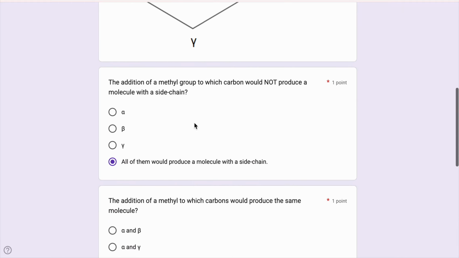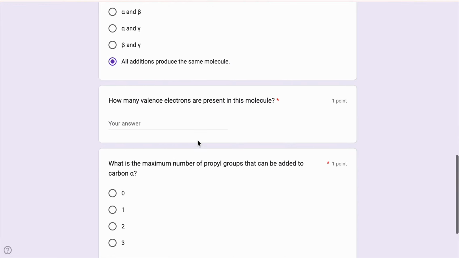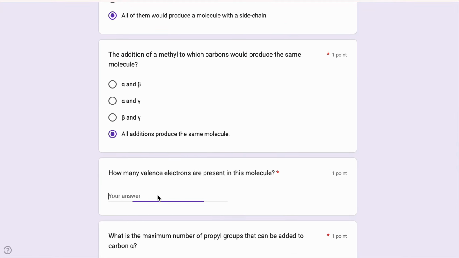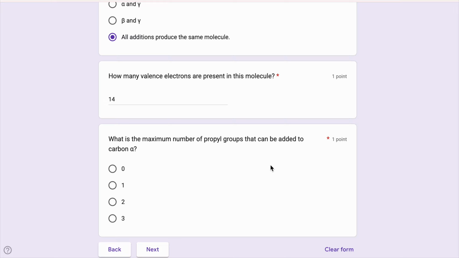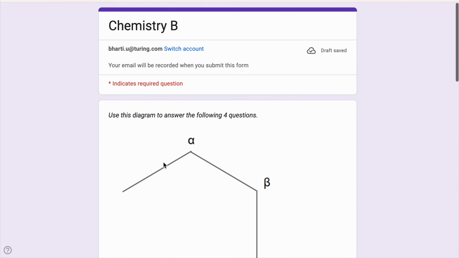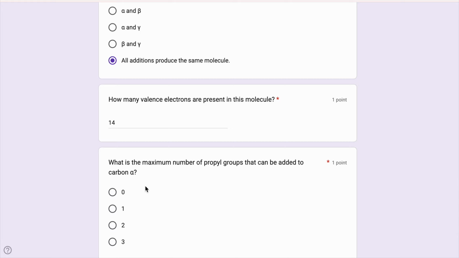How many valence electrons are present in this molecule? 3 carbons. Here 1 carbon atom is present and it has 3 valence electrons. Here 2, 5, 6, 7, 8, 9, 10, 11. 11 plus 3, 14. What is the maximum number of propyl groups that can be added to the carbon alpha? It has 2 bonds. It can accumulate only 2 methyl groups, not propyl groups.